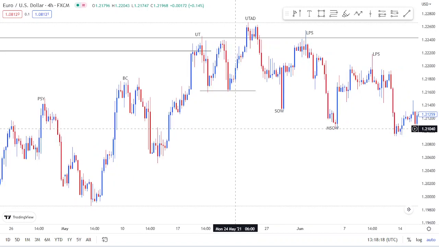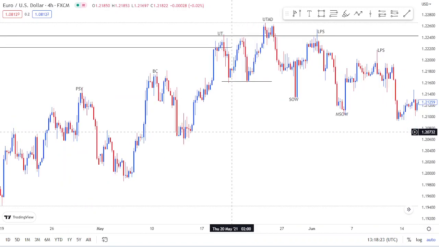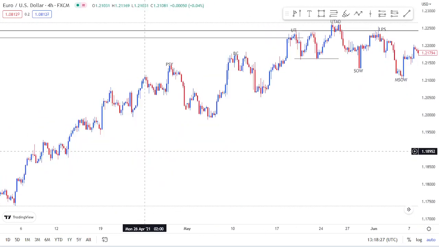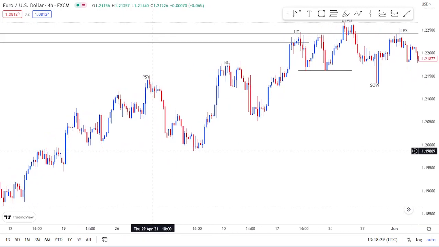And then, yeah, that brings me to this part of the scheme. So now let's discuss it. Preliminary supply is the first indication that price is going to melt down, but price is not ready yet. So anytime price forms preliminary supply, it's literally showing exhaustion of buyers.